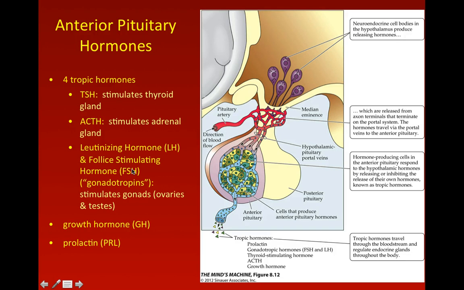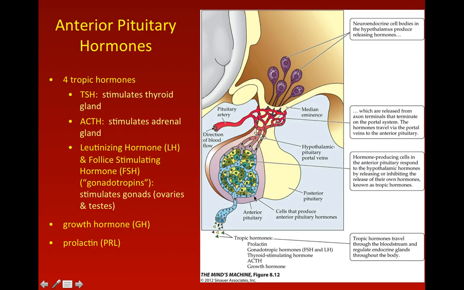So you can see that these 4 tropic hormones that are released from the anterior pituitary, their only job is to circulate to their target glands and trigger the release of hormones from those other target glands. So that's why they're called tropic hormones.